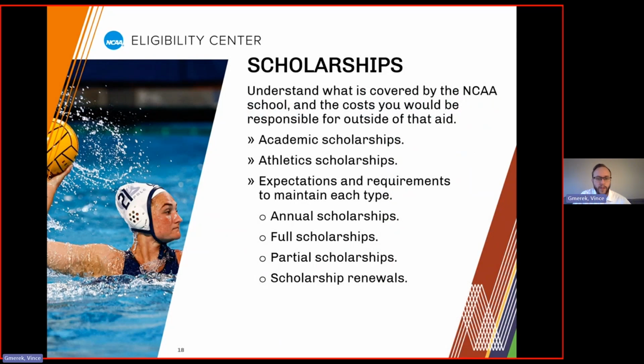So again, here, it's very, very important for you to understand what is covered by your NCAA school and then the other costs that you would be responsible for outside of that aid. Now, as I mentioned, Division III only offers academic scholarships, but Division I and Division II schools both offer academic and athletic scholarships. Sometimes you could get both. So you may have a partial academic scholarship, for example, and a partial athletic scholarship. And then you would have to essentially combine those two scholarships to determine any additional costs that you would be responsible for as a student.